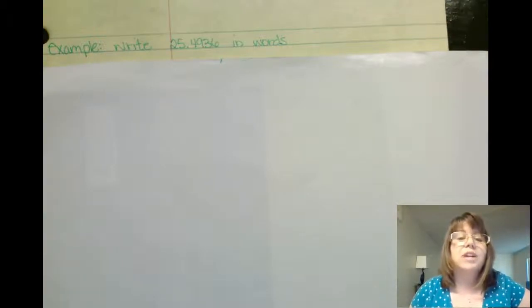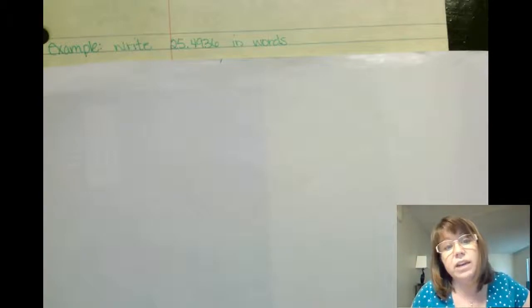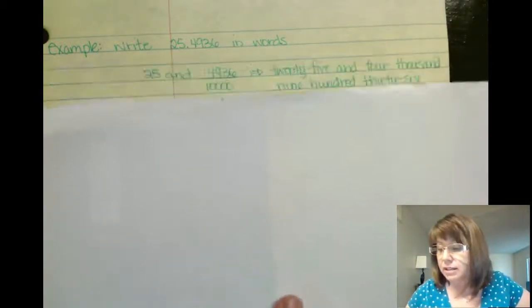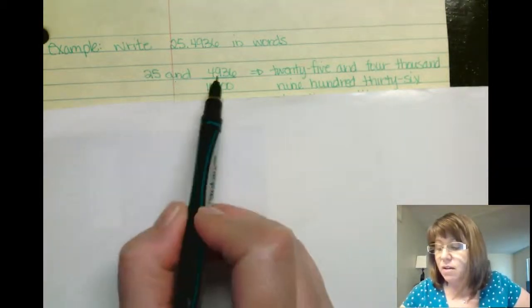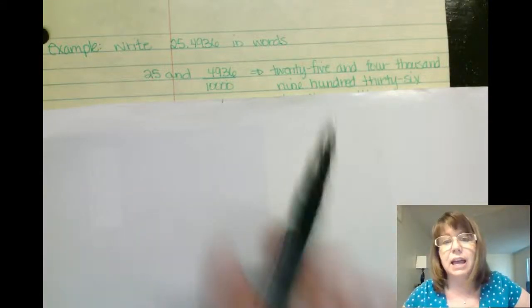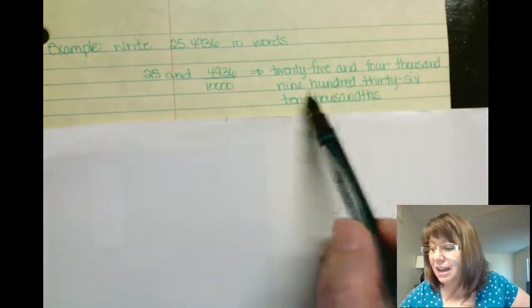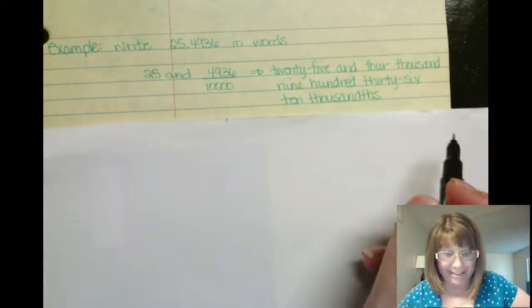Let's write 25.4936 into words. Again, I said it the shortcut, the slang way. 25.4936 is slang. But formally, let's see what's happening. It's 25 and 4,936 ten-thousandths. Yes, 25 and 4,936 ten-thousandths. That's why we take the shortcut.